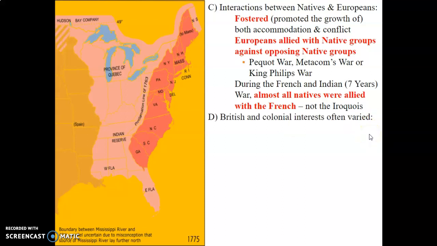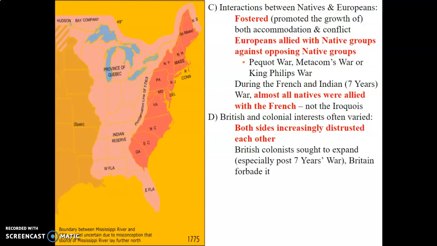British and the colonial interests often varied. So both sides increasingly distrusted each other. So we started to see how the colonies, even though we had a close connection and we still belonged to Mother England, we started to see differences between British, the crown, and the colonial interests. So the colonists wanted something different than what the crown wanted, than what the King of England wanted.